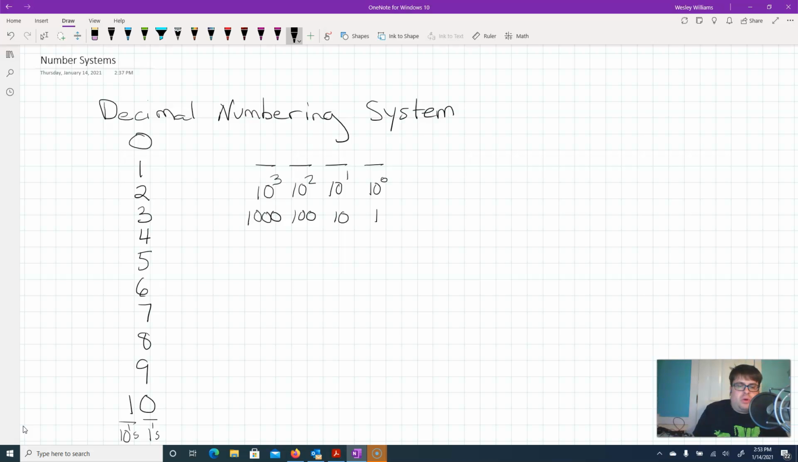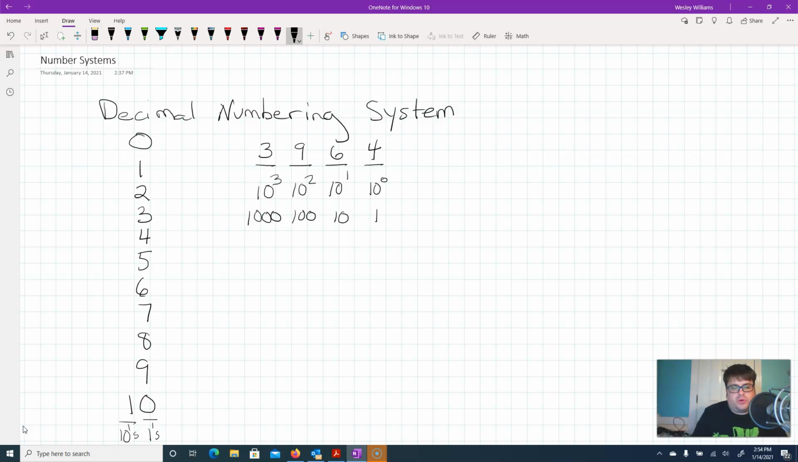And so if I was representing a number, let's say 3,964, then that would be 3 thousands, 9 hundreds, 6 tens, and 4 ones. That's how we represent those numbers. And so this is a really large number.